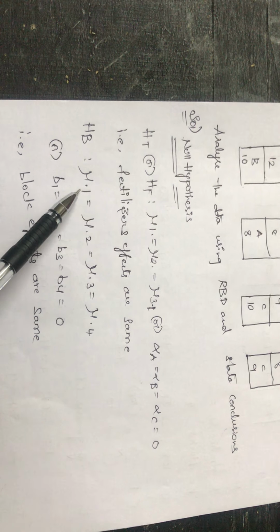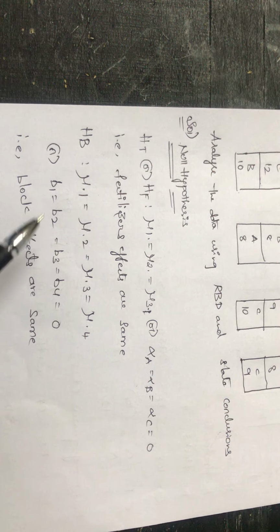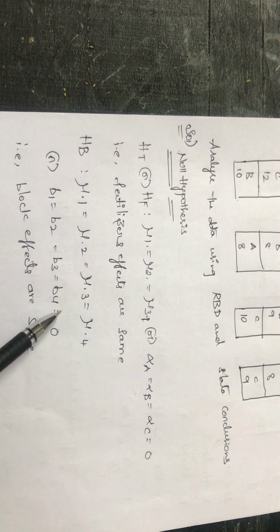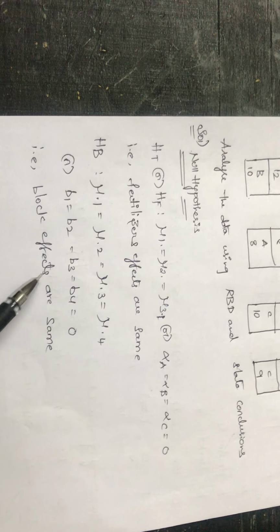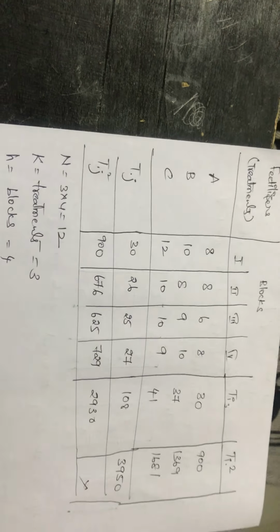H_B: mu dot 1 equal to mu dot 2 equal to mu dot 3 equal to mu dot 4. 4 blocks are there. B1 equal to B2 equal to B3 equal to B4 equal to 0. That is blocks effects are same. After that we have to calculate the table.